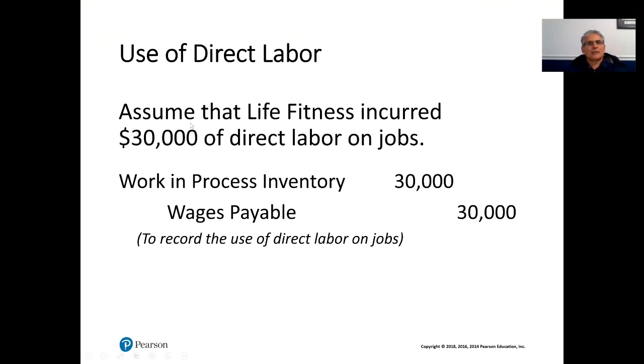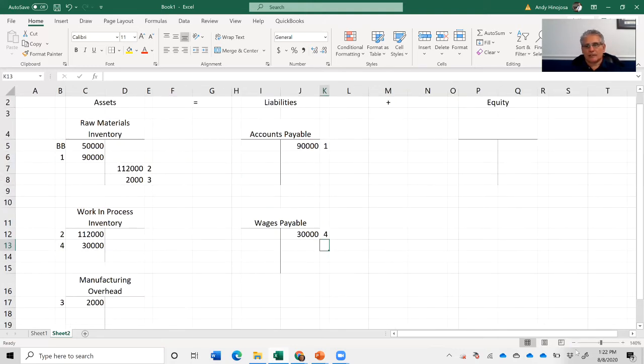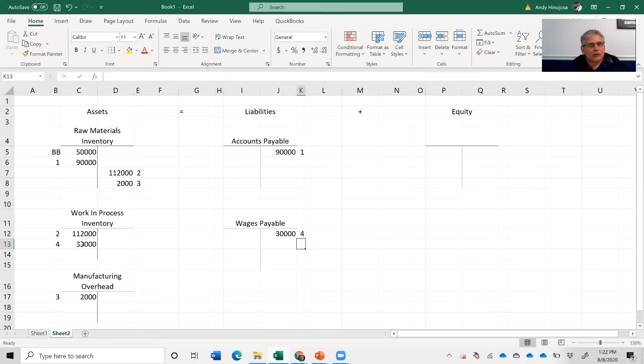Okay. Assume that Life Fitness incurred 30,000 of direct labor on jobs. We're going to go ahead and assign 30,000 to work in process. So that's number 4. So 30,000 will go into work in process. We'll create an account called wages payable, and we're going to credit wages payable for 30,000. Make it a little bit smaller so we can see the entire picture here. 30,000 charged to work in process inventory, and 30,000 credited to wages payable.